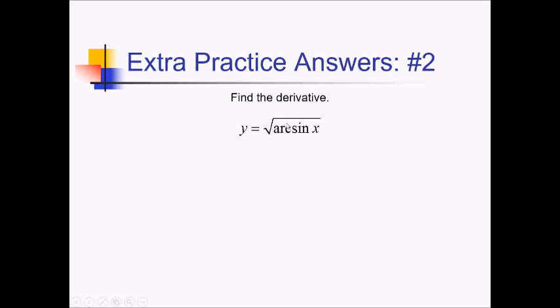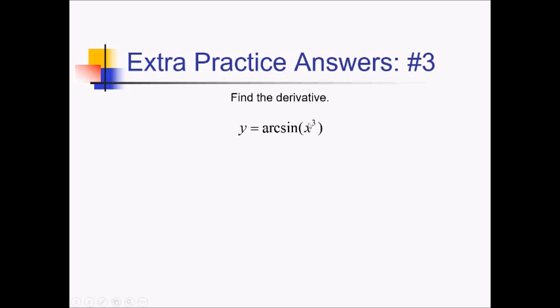So I have the square root of something, which is really just arcsine of x to the 1/2 power. Derivative of that would be 1/2 times arcsine to the negative 1/2. And then we have to multiply by the derivative of arcsine itself. And that's arcsine of x. We don't want to lose our variable. So that's going to be 1 over the square root of 1 minus x squared. And we're done.